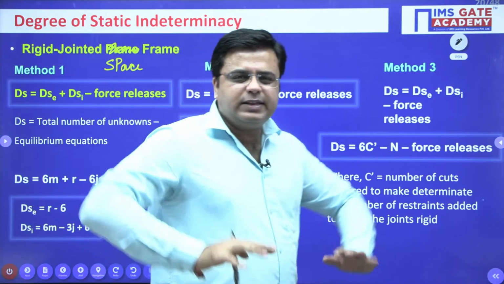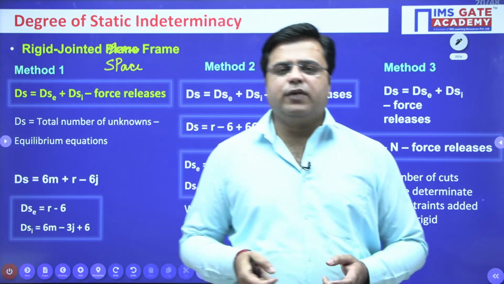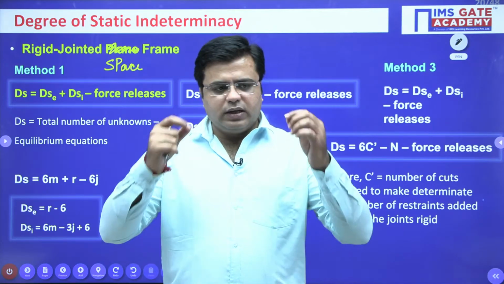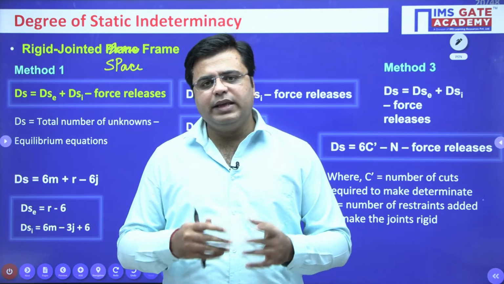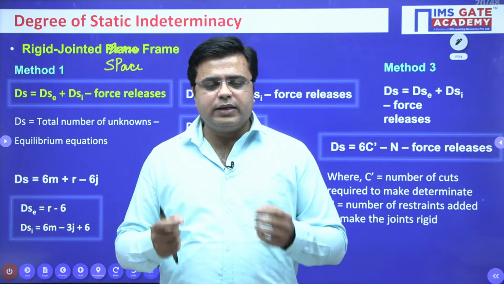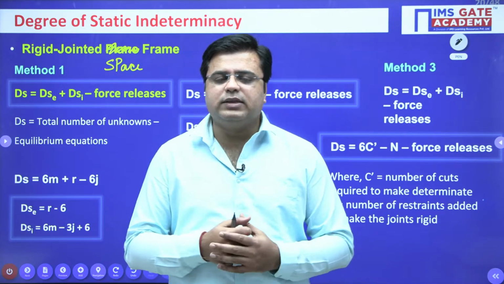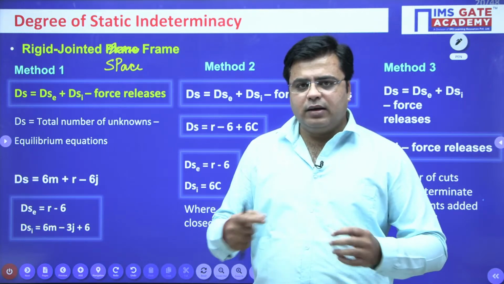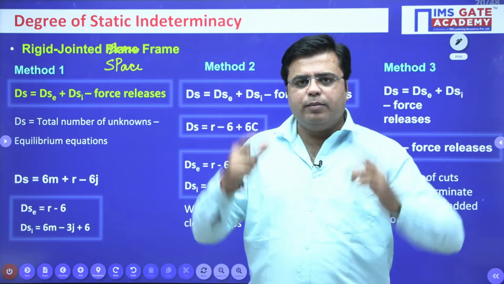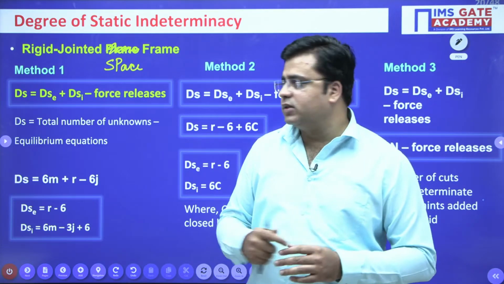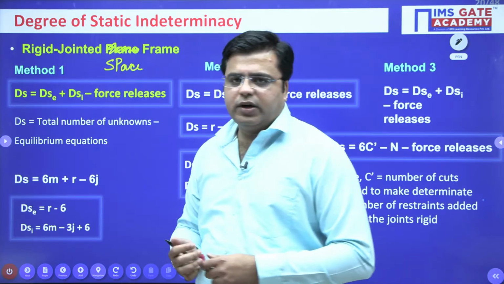An easy example of a rigid jointed space frame is when you consider these steel structures, right? When you consider these warehouses or godowns, the initial construction is usually made of mild steel or a similar material in the form of columns and beams. The initial skeletal structure of these warehouses is an example of a rigid jointed space frame.